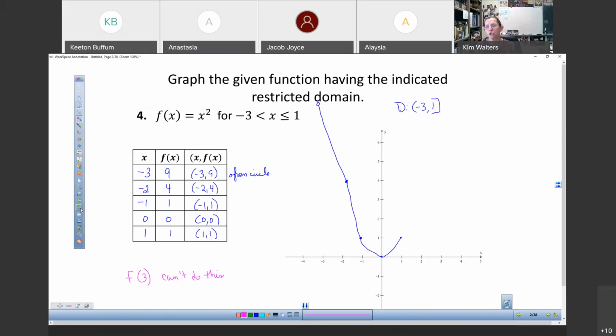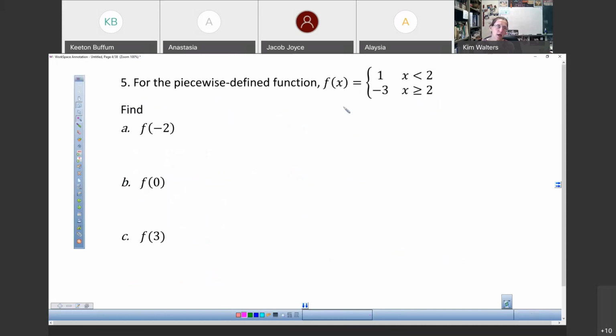And so when we start to talk about these piecewise defined functions, in this case, it has two definitions. It's the value of 1, that's all there is to it, for any value of x that's less than 2. And then my value is going to be -3 for any value of x that's greater than or equal to 2.